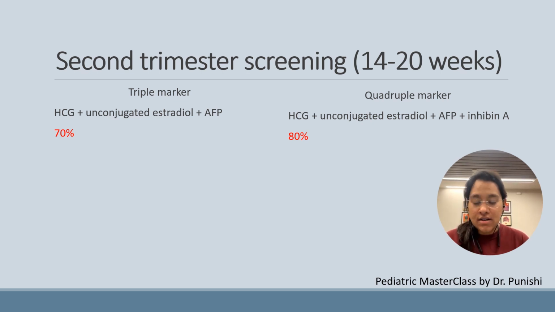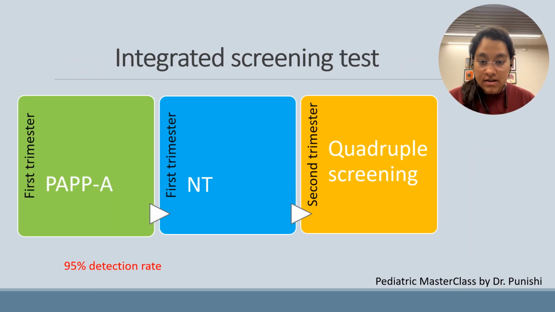Now, another interesting screening test that can be used is called the integrated screening test. It's called integrated because we are using findings from the first trimester along with the second trimester. So we look at the PAPP-A in the maternal serum from the first trimester, along with nuchal translucency, again from the first trimester, and couple it with the quadruple markers from the second trimester, and that together is called the integrated screening test, which has a detection rate of almost 95%. So it's really high. It's really accurate in being able to screen for Down syndrome.